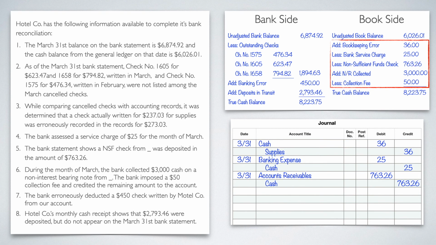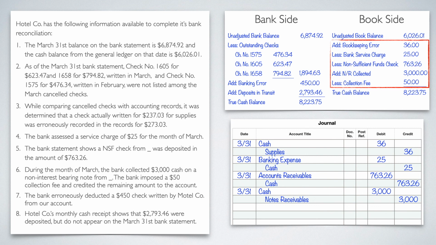All right, the next one is the NR collected. That says add next to it, so we know our cash is going to be debited. So we're going to say cash of that amount, $3,000. And then the credit is going to be NR or notes receivable because we're getting rid of somebody's balance that they owe us. So $3,000.